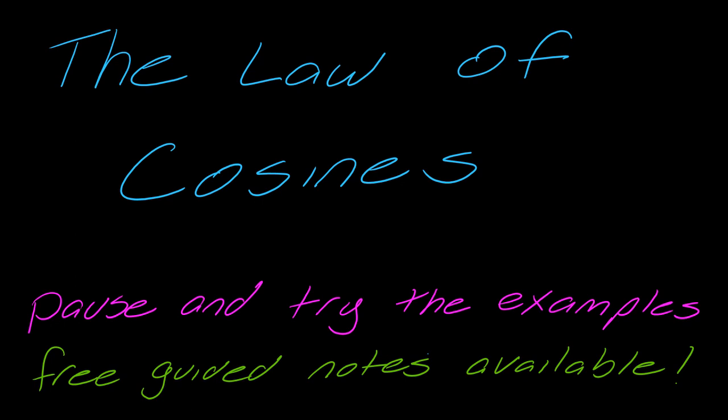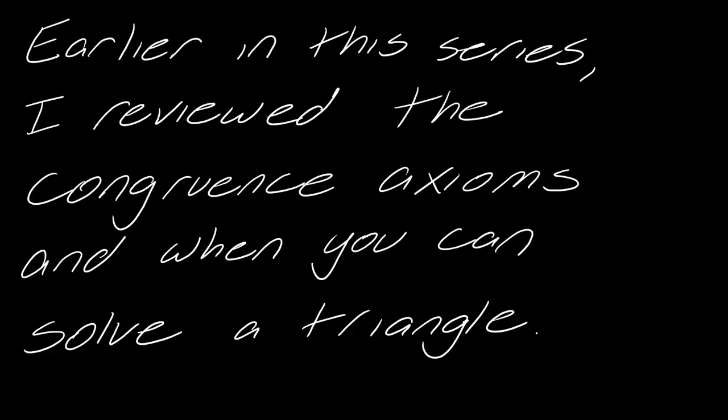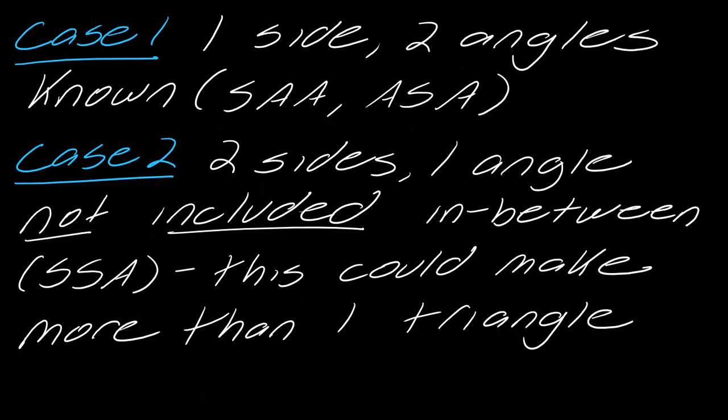Everybody. So today we're going to talk about the law of cosines. Earlier in this series, I reviewed the congruence axioms and when you can solve a triangle. Case one was where we knew one side and two angles, so that would be side-angle-angle or angle-side-angle. Then we had case two, which was two sides and one angle not included in between. So that would be knowing a side and then an angle, and we have discussed that this could make more than one triangle.